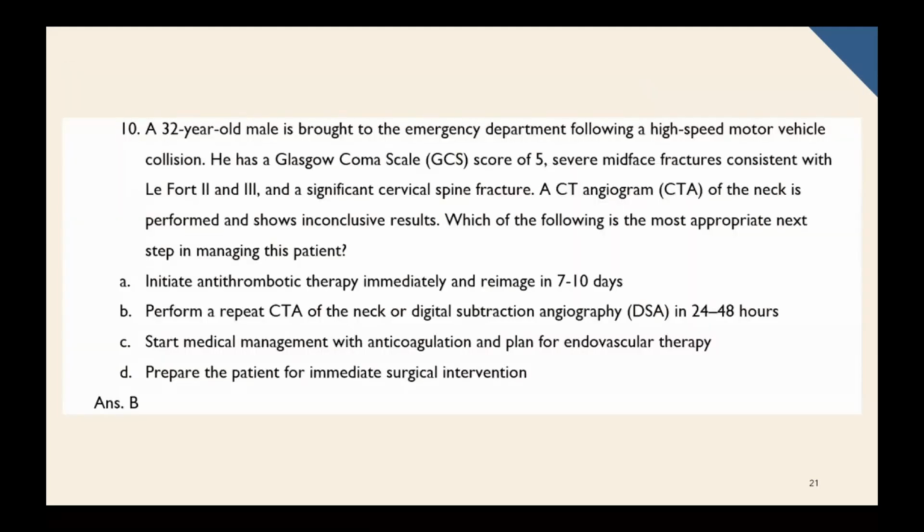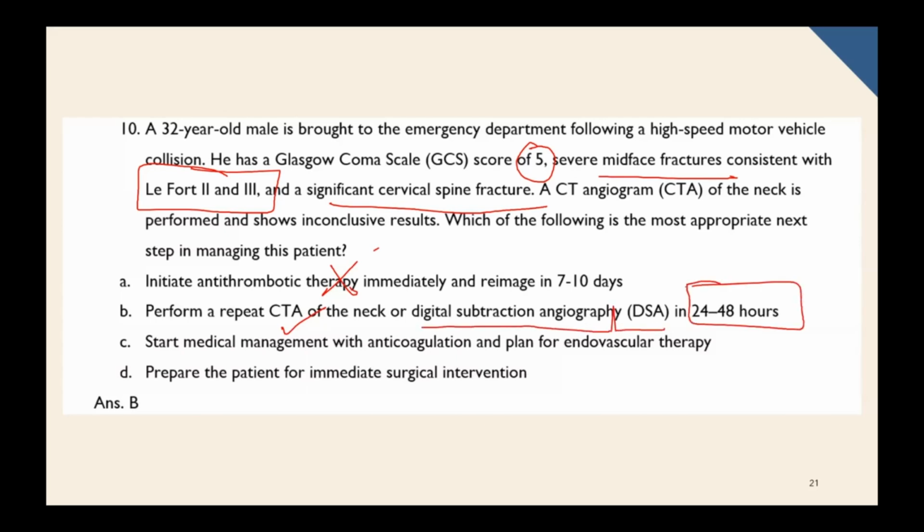Next, a patient with a GCS of 5, okay, severe mid-face fractures with Le Fort 2 and 3, significant cervical spine fracture. CT scan is showing no results. What will you do next? Do you start directly antithrombotic? No. You do a repeat CTA or digital subtraction if you're not able to identify in next 1 to 2 days. Okay, that is the correct option.